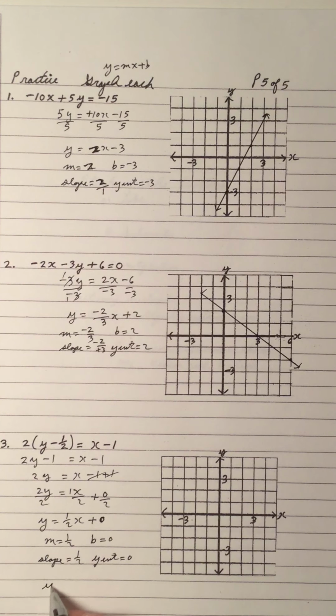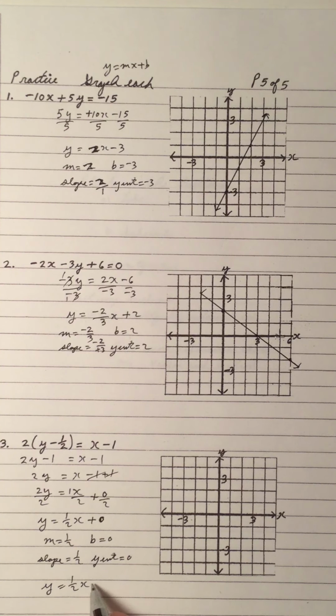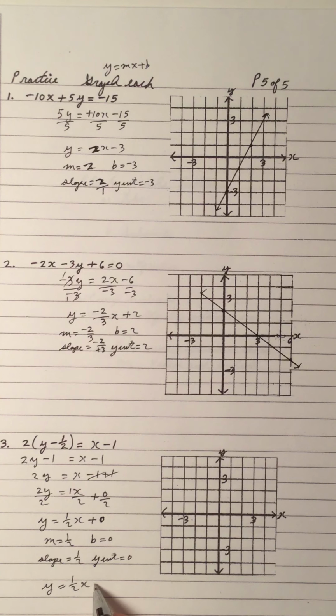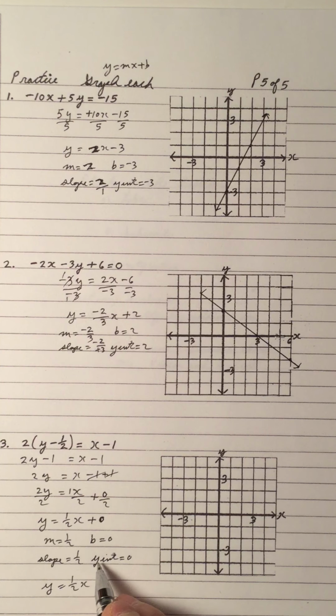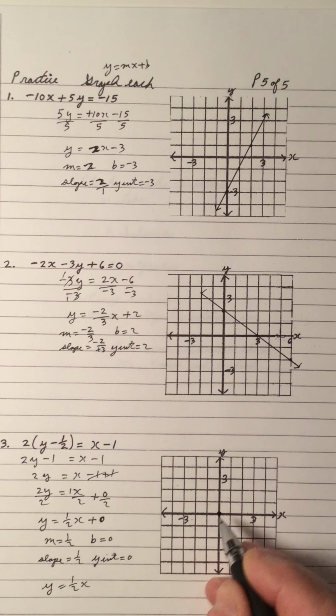So if I had y equals a half x like that, there's no number on the end, so that means it's understood to be a 0 here. So if you put the 0 in, then you won't make the mistake. So the y-intercept is 0. You don't see any number. Y equals mx plus 0. So the y-intercept is 0, which means it's passing through the origin of 0, 0.